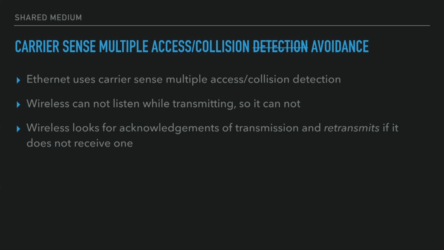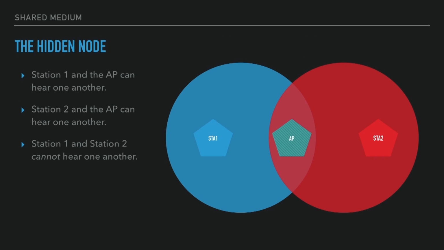Wireless can't listen while it's transmitting, and so this is much more of a problem. Wireless looks for acknowledgments of transmissions and then retransmits if it doesn't receive that. So if I'm transmitting to an access point in order to move data over the network, and I don't get an explicit acknowledgement from that access point, I go ahead and try again. I assume failure.